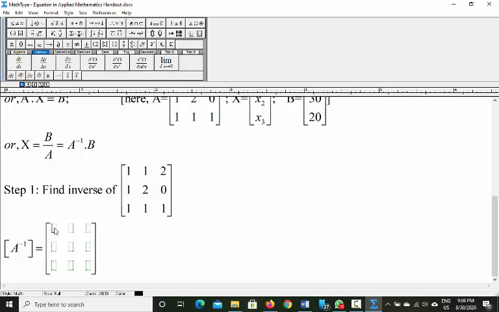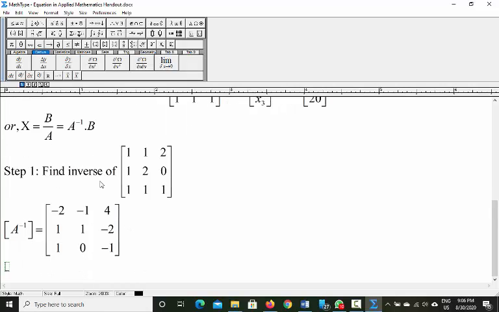So the inverse of this matrix, that is A power minus 1, is what we get: minus 2, minus 1, 4, 1, 1, minus 2, 1, 0, minus 1. So this is the inverse matrix that we got.